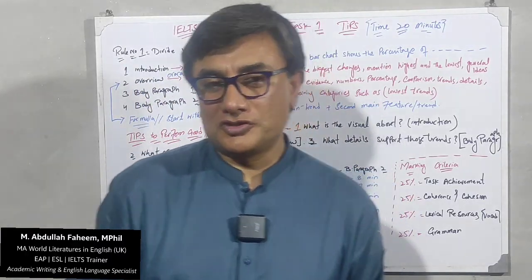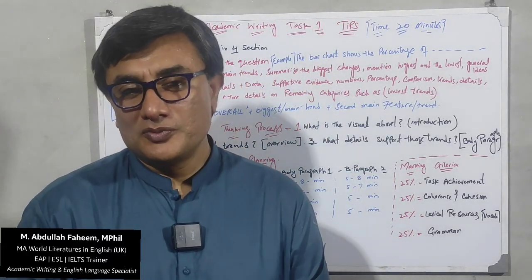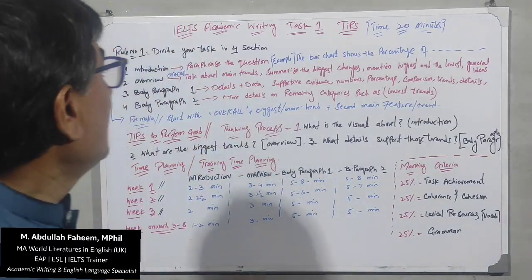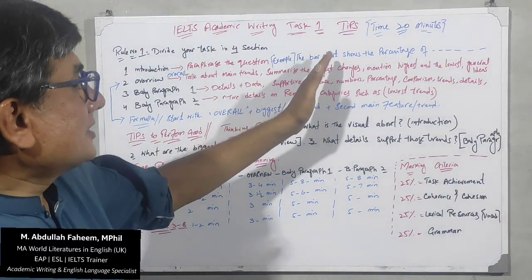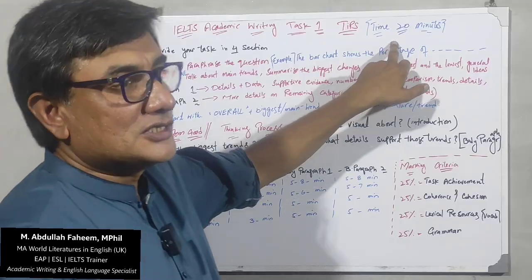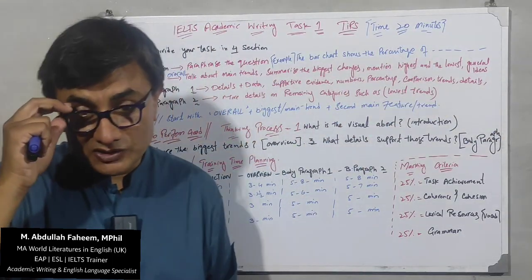So it's all about structure. So let's move to the whiteboard before wasting our time. So it's IELTS Academic Writing Task 1. The total time frame for this task is 20 minutes. You will be given 20 minutes.